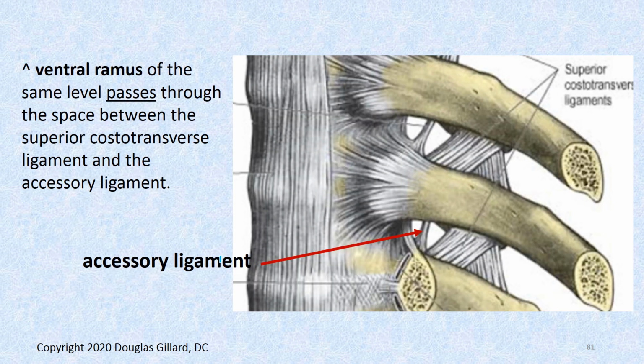All right. So here's just a blow up. So the ventral ramus passes. I didn't draw it, but we could have drawn it coming right through here, kind of like the transforaminal ligaments we talked about. Goes right through there.